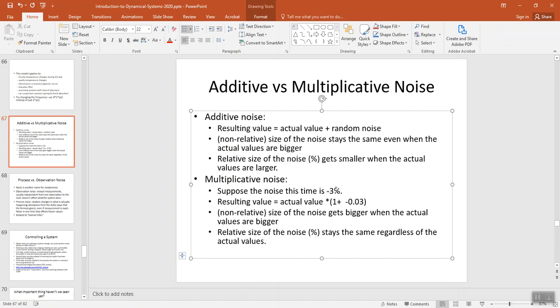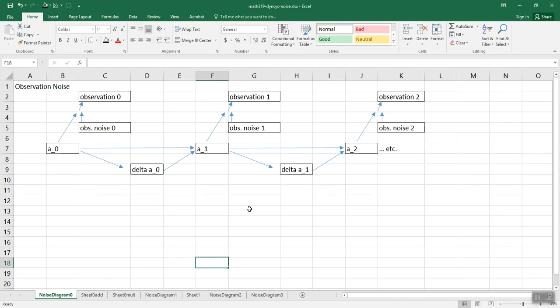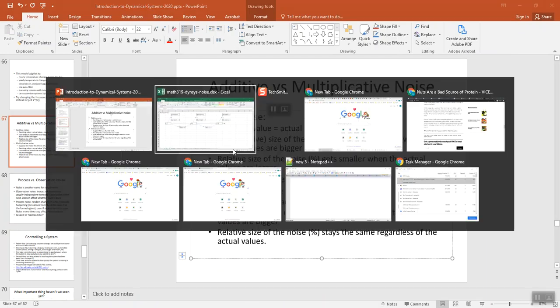Multiplicative noise would say, well, the noise is usually plus or minus maybe 2 or 3%. And so if the noise is negative 3% this time, then the resulting value is 97% of the actual value. So the percent size is the same no matter how big the actual values are. But the absolute size is going to get bigger when that actual value is bigger. So let's go take a look at this. So here I have it set up. So that's additive versus multiplicative noise.